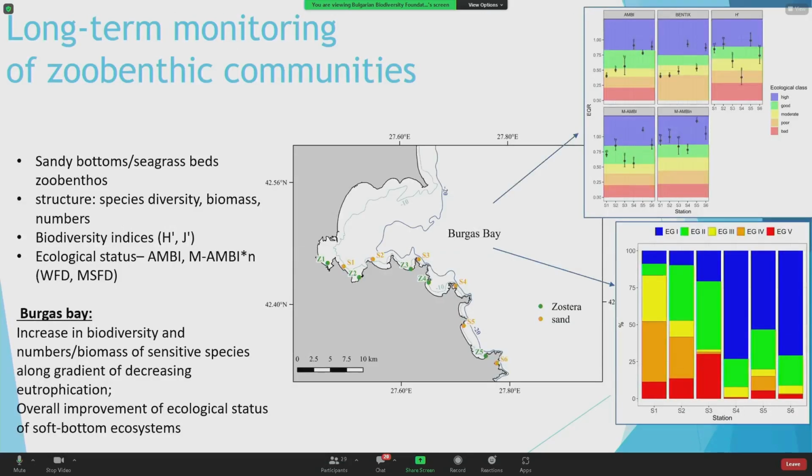Another aspect which we monitor regularly is the state of the benthic ecosystems. Just to give you an example, this is the southern coast of the Black Sea. The benthic ecosystems in the soft bottoms in the center are the basis of the food webs in the coastal zone. Many of the fish species and invertebrates that feed on these communities depend on the good condition of these ecosystems. So the presence of this pollution and eutrophication gradient impacts their state. The further you go out of the Burgas Bay, the better is the ecological status of these ecosystems. There's an improvement in biodiversity, of biomass and overall improvement of the quality.